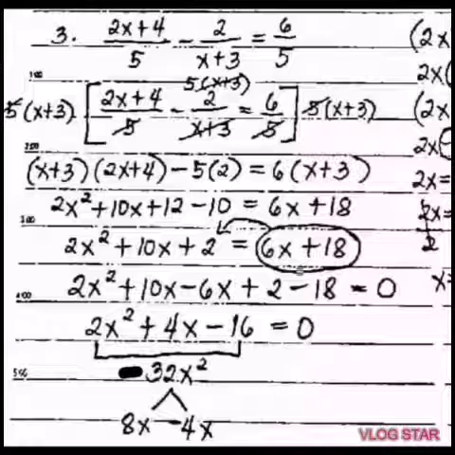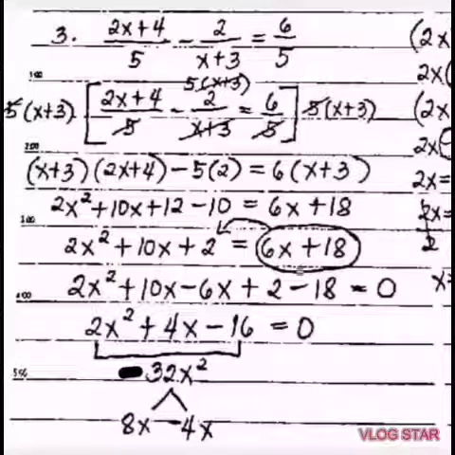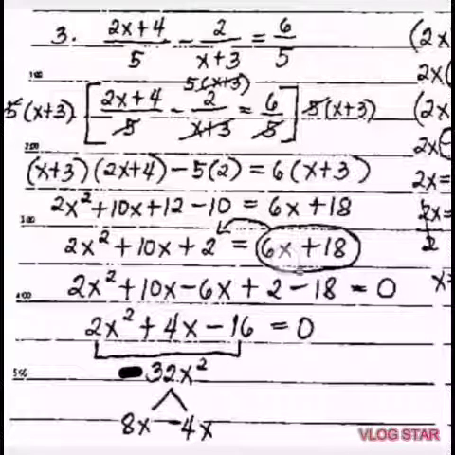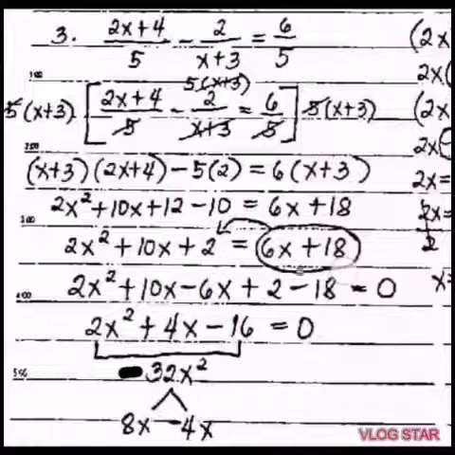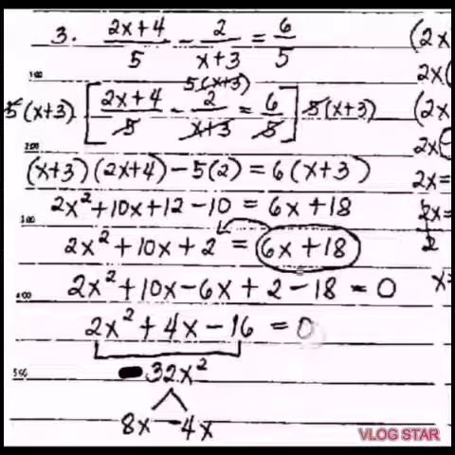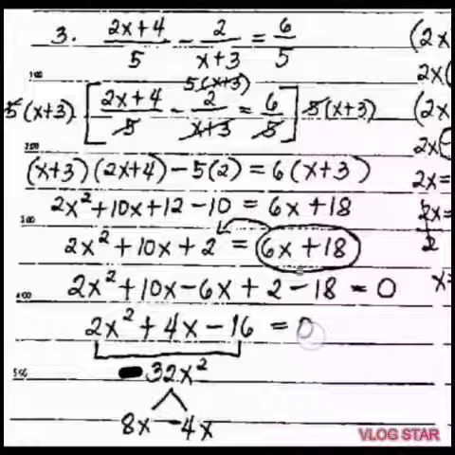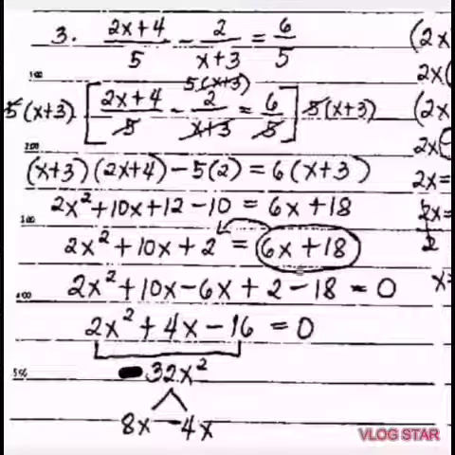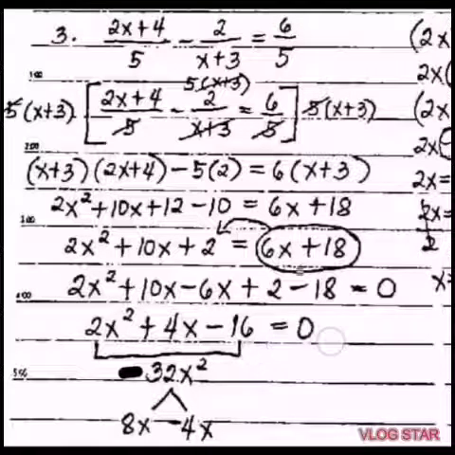So bring down 2x squared and then copy 10x minus 6x, because when we transpose positive 6x, it will become negative 6x, plus 2 here, and then transpose 18, it will become negative 18, so equals 0. Combining the like terms, 10x minus 6x is positive 4x, 2 minus 18 is negative 16, equals 0. Now, the rational equation is written in standard form: 2x squared plus 4x minus 16 equals 0.